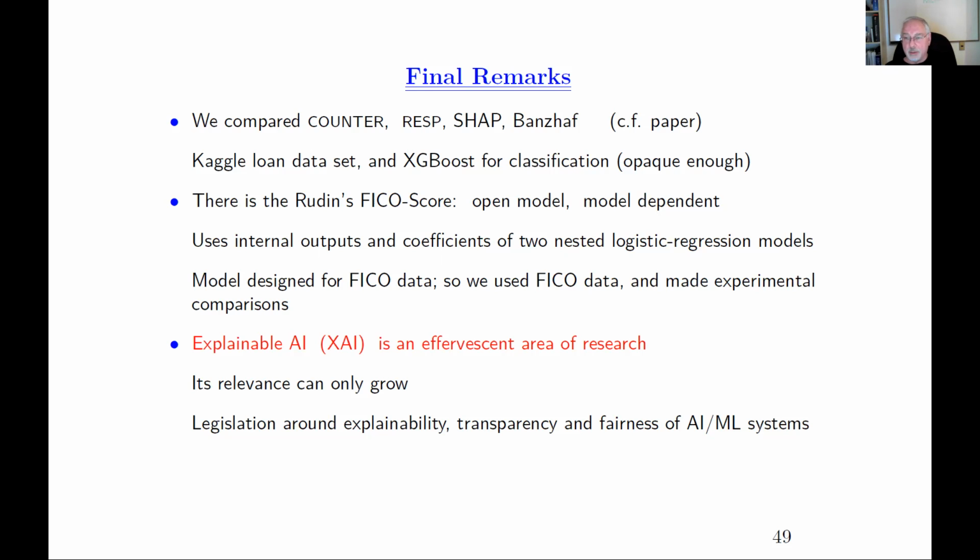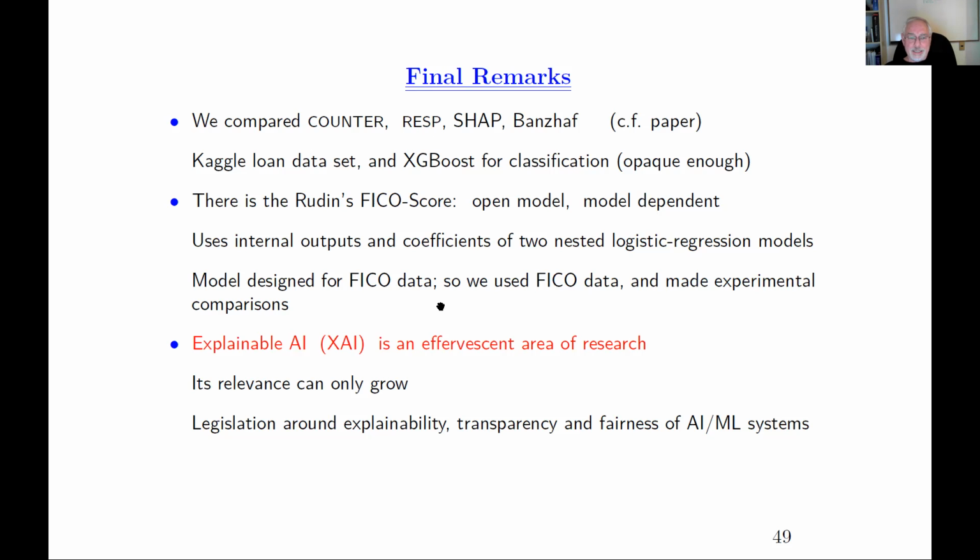Well, all those things can be used, and you can define a score for the different features in the game. The model is designed for FICO data, so we also use the same FICO data, and we made experiments with that data. And actually, it turns out that the counter and RESP give very similar results to the FICO score, but these are used as black box models, which is interesting.